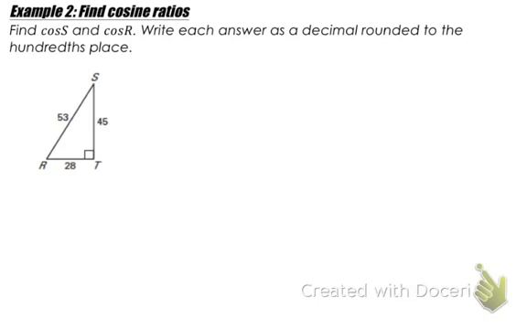So the first thing I would do is write down SOHCAHTOA. Since I need to find the cosine of S and the cosine of R, I don't need SOH or TOA. So I'm going to go ahead and erase these two functions and focus on the fact that I need just the cosine: adjacent over hypotenuse. So cosine is equal to adjacent over hypotenuse. So the cosine of S.